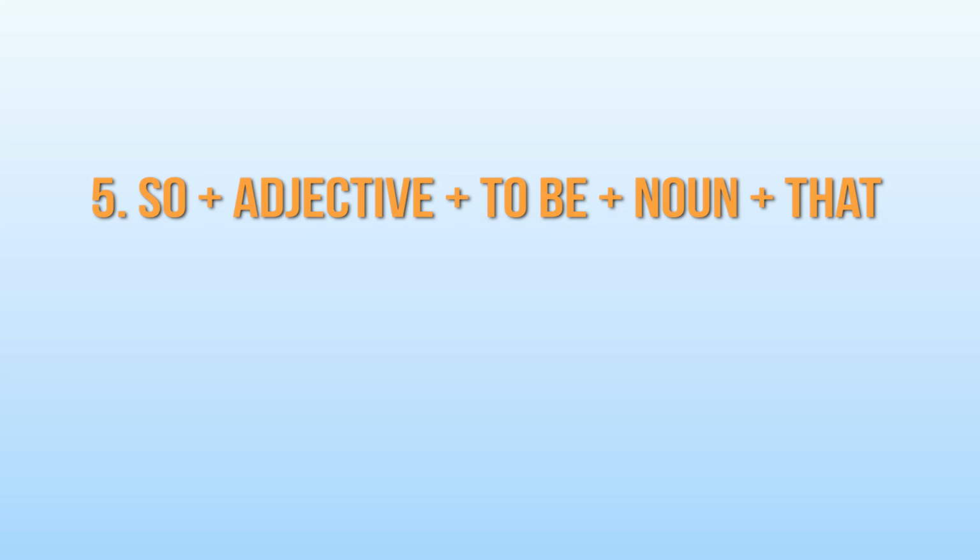And the last way, the fifth way we use inversion, is also very formal, much more literary. You might read it in a novel, but you're probably not going to hear people say it unless they're giving a speech or it's a lecture or something important, right? So the last way is the word so, plus an adjective, plus the verb to be conjugated, and then the noun, and then that.